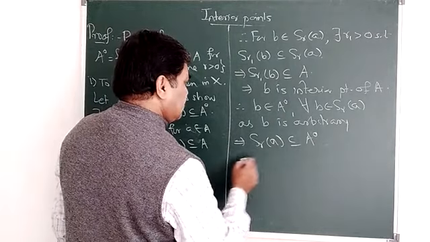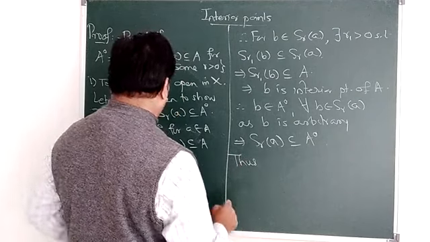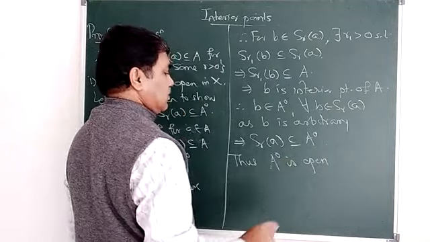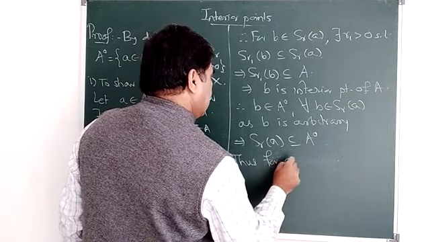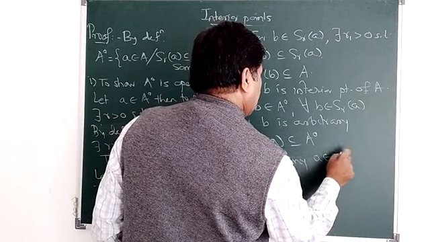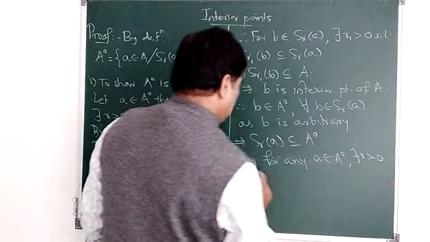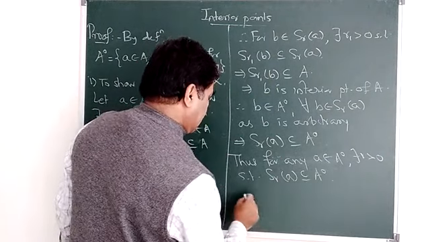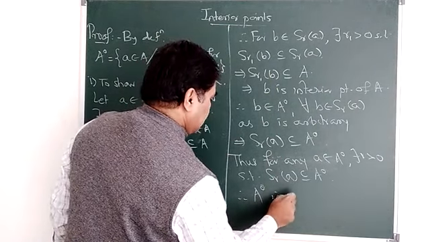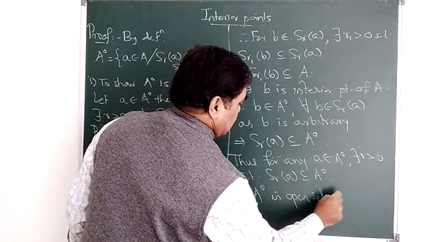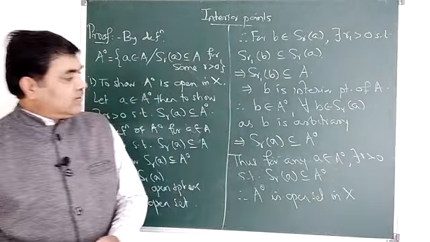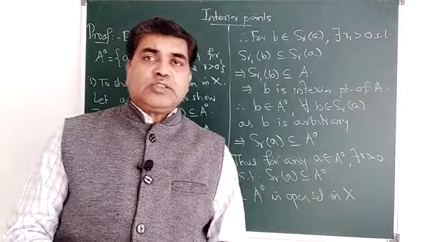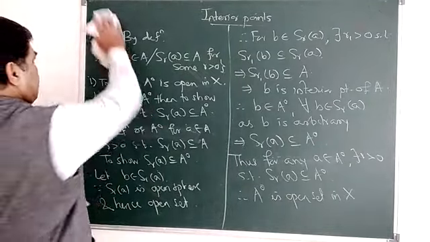Thus, A interior is open. Thus, for any a belongs to A interior, there exists r greater than 0 such that S_r(a) is contained in A interior. And therefore, A interior is an open set in X. Now our aim is to show that A interior is the largest open subset contained in A.